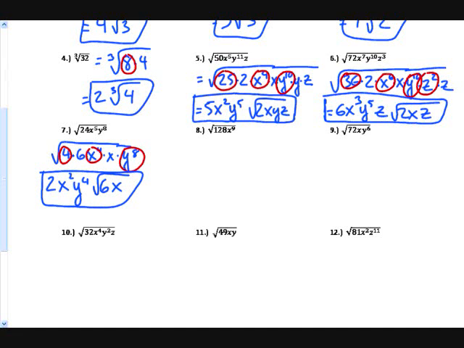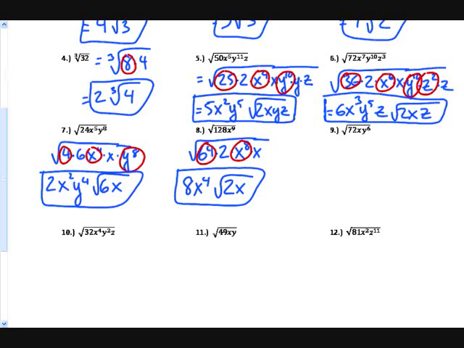For the next one, there are multiple perfect squares that divide evenly into 128, the largest of which is a 64, so it's 64 times 2. X to the 9th is x to the 8th times x. And now I start taking the square root. The square root of 64 is an 8. The square root of x to the 8th is x to the 4th. And now underneath the radical, I still have a 2 and an x.